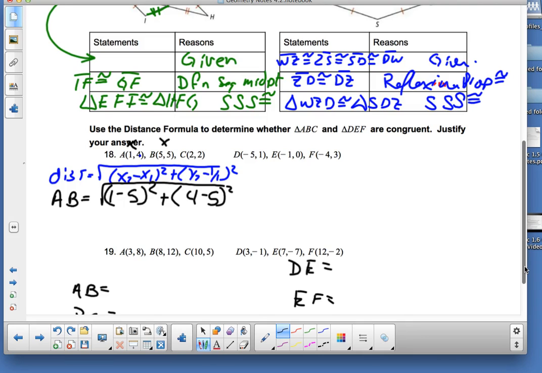I have negative 4 squared, which is 16. I have negative 1 squared, which is 1. 16 plus 1 is the square root of 17.